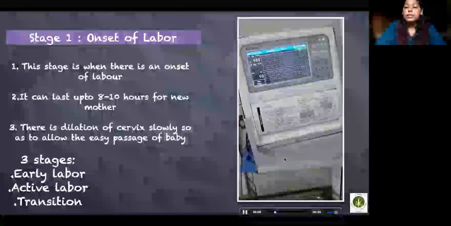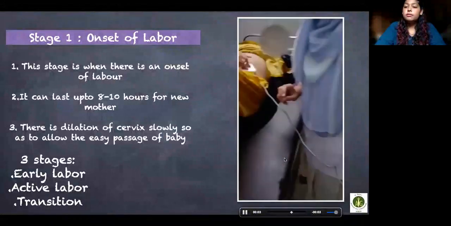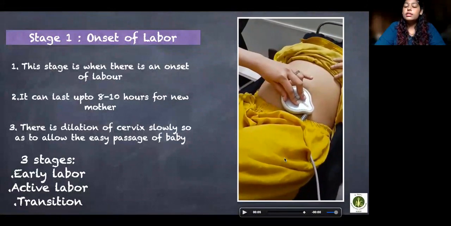This video is of the fetal heart sound. This is how the baby's heart sound will sound to you. I clicked this very small video during my internship phase.